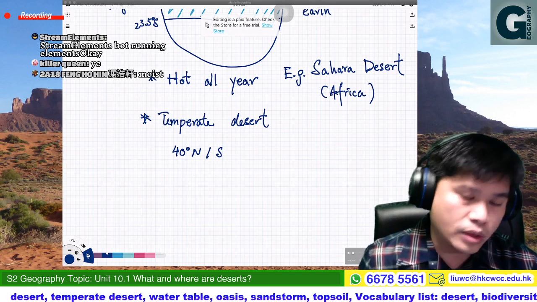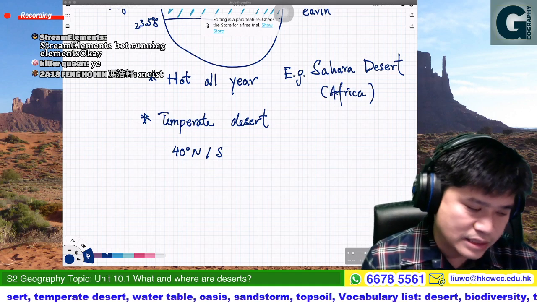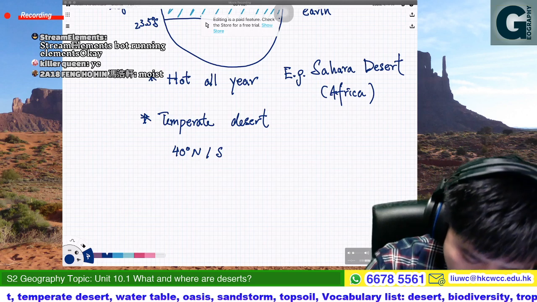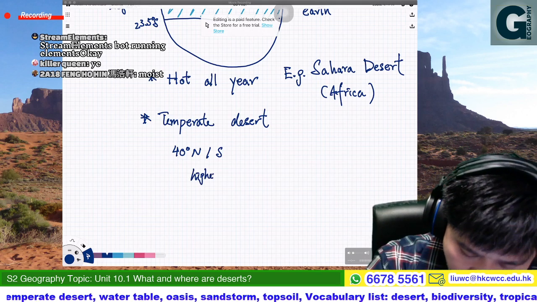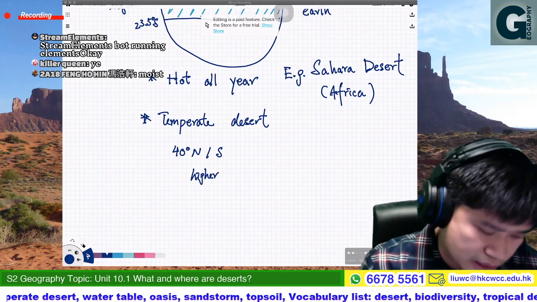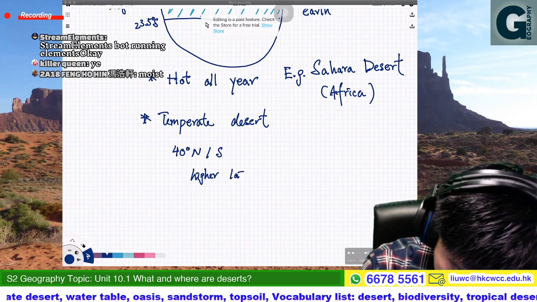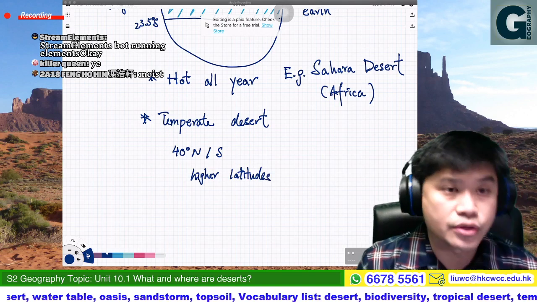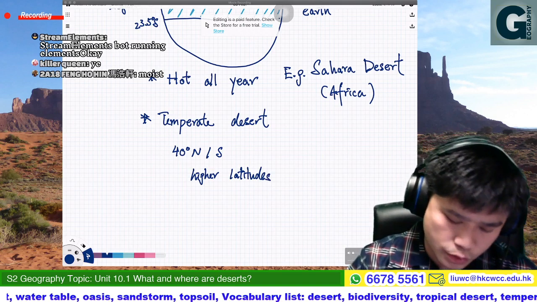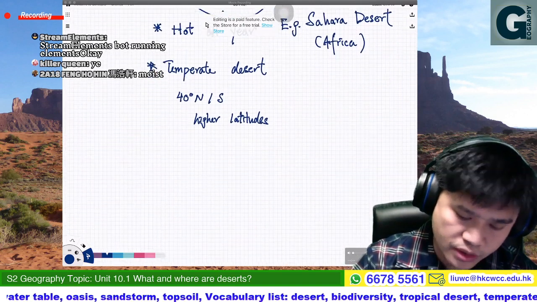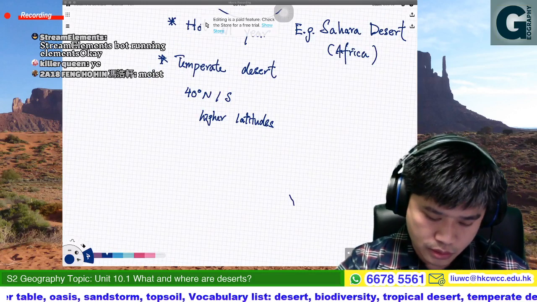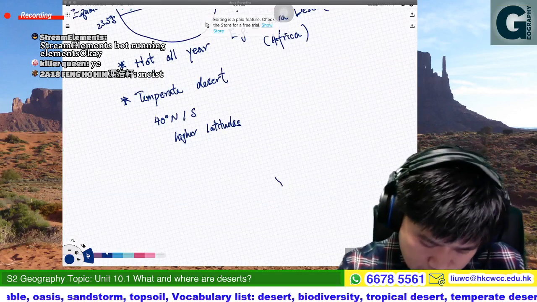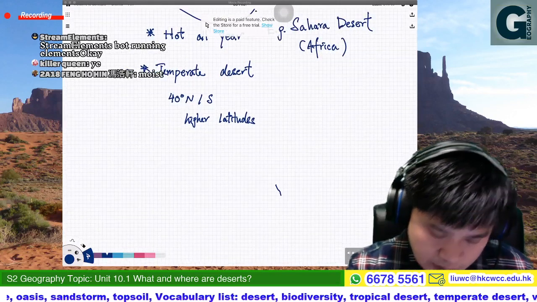And what we describe this as is a relatively higher latitude, compared to tropical desert. Okay, higher latitude. So what should be the characteristic of temperate desert then?